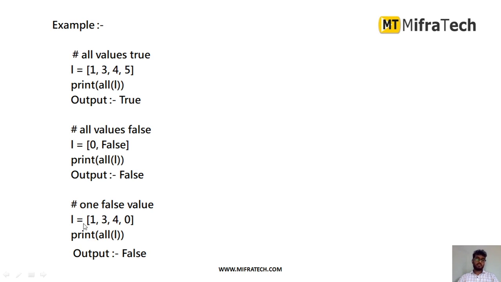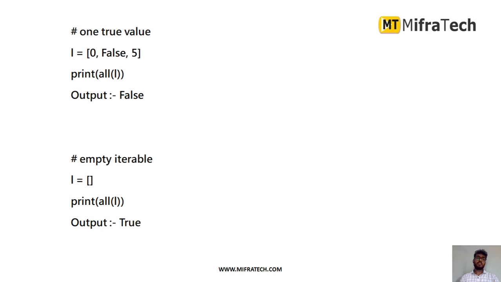As you can see in this example, I have taken i is equal to 1, 3, 4, 0. So 1, 3, 4 are all true, but 0 is false. So while printing all of i, it will check whether all are true. As you can see, there is a 0, that is false. So if any one is false, my output will be false only.